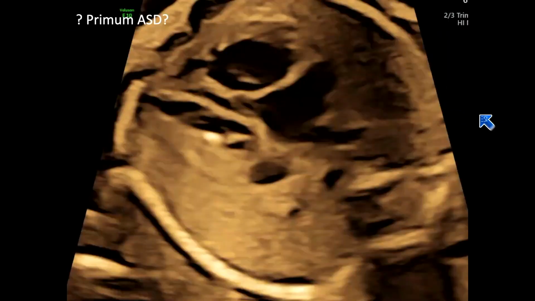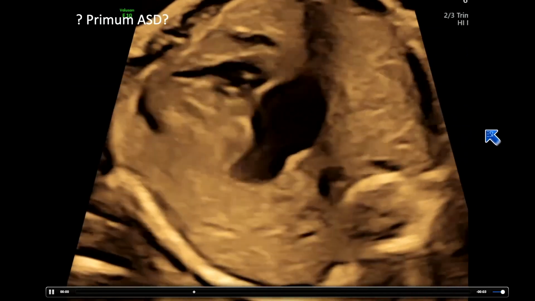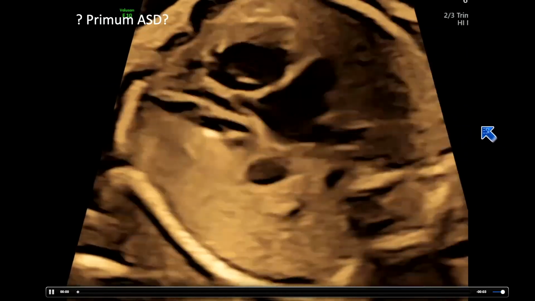First pitfall I'm going to mention to you is one that I always used to love when I went to meetings and people taught me, like the aha moment of not to mistake something for something. Does this look like an atrial septal defect to anybody? It's okay to say yes.